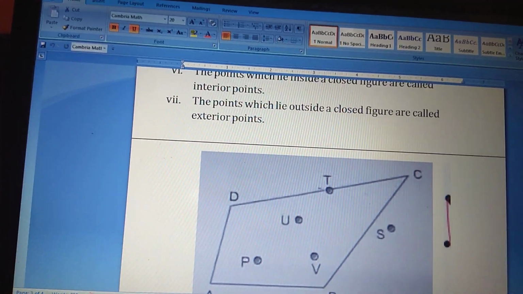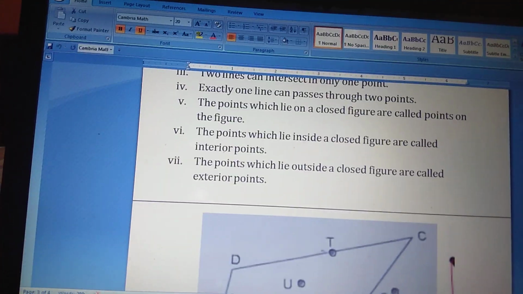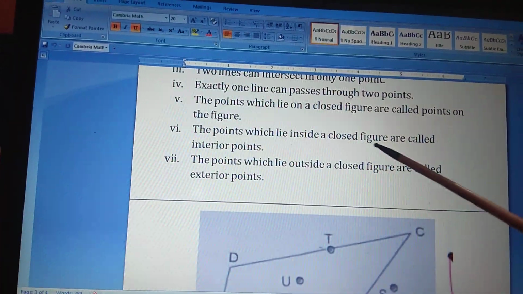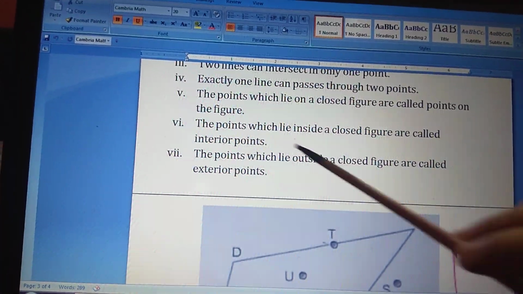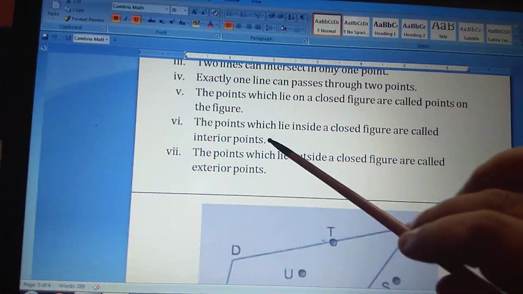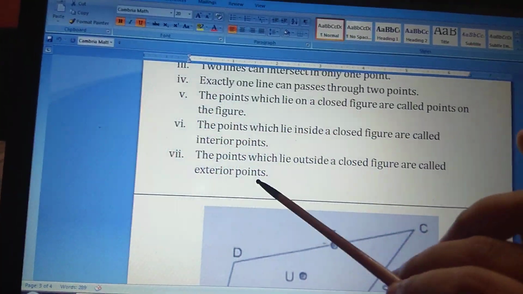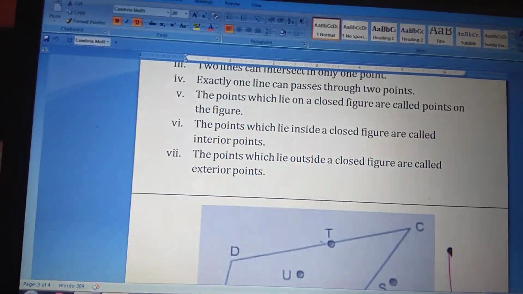Okay. So here I have mentioned these three points. The points which lie on a closed figure are on the figure, which lie inside a closed figure are interior, and which lie outside the figure are called exterior.